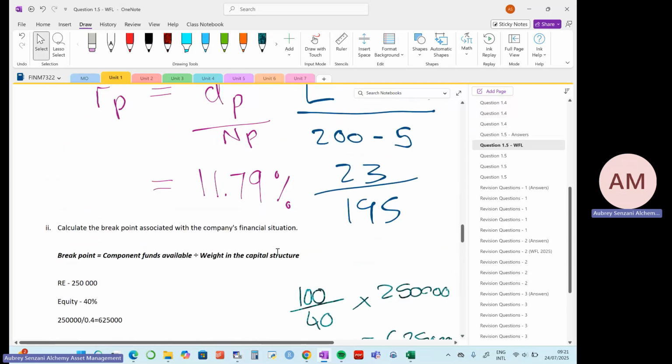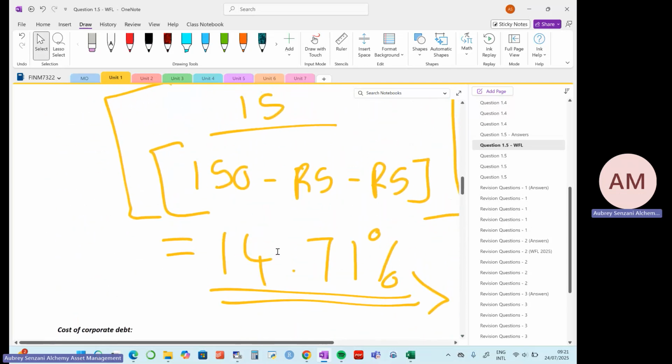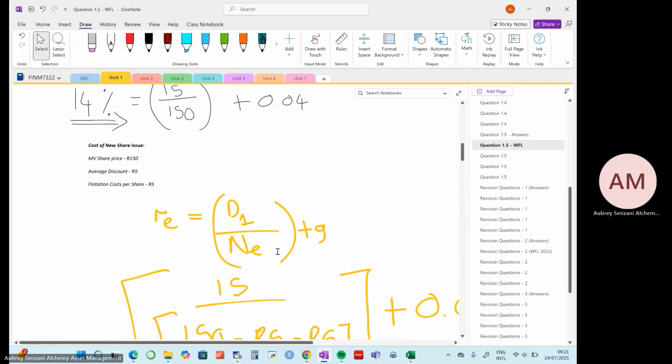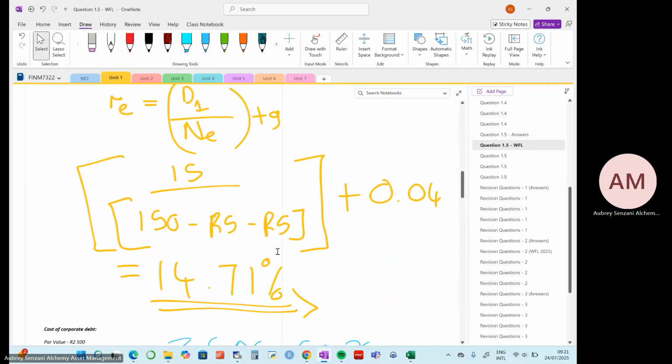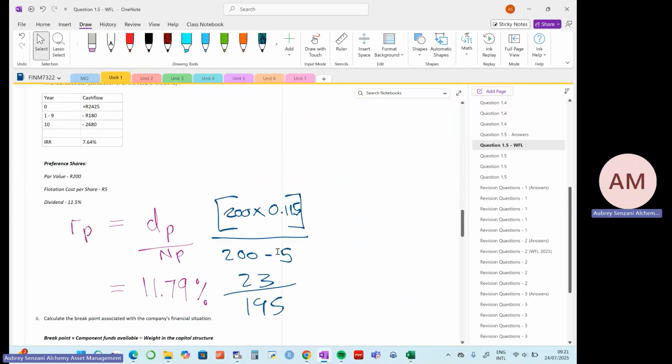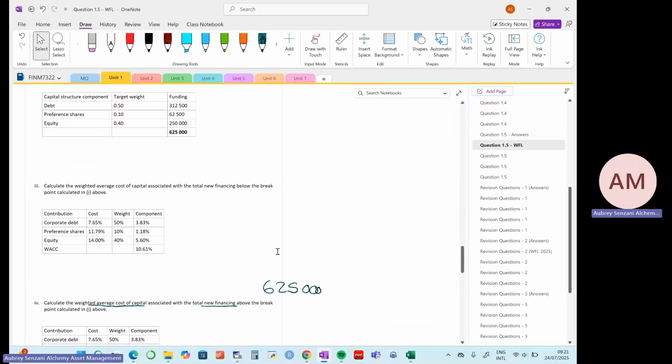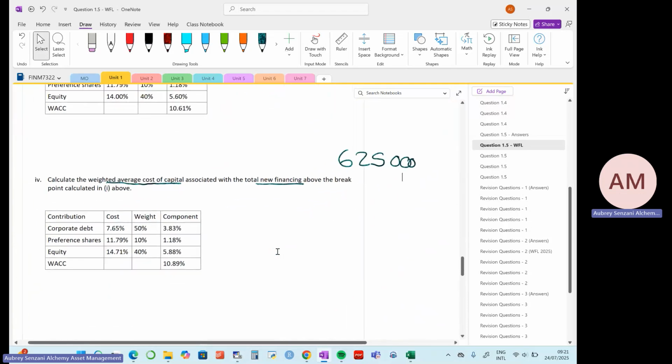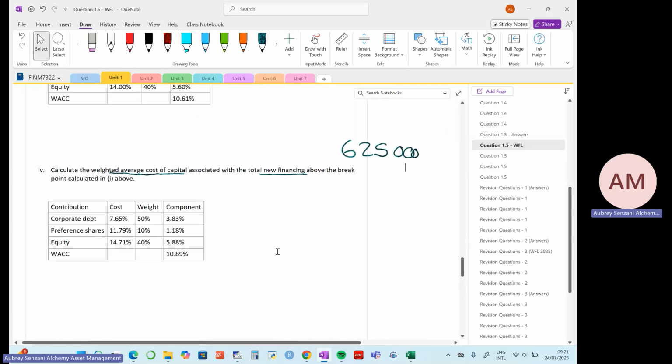So for the issuing of new shares, what was the cost of capital we calculated? Is this 14.71%. You see that? So now when doing our WACC calculation, instead of using that 14%, we would use the 14.71. And for equity, the weighting still remains. It's only the cost that changes. And look at what has happened with our interest rate: from 10.61, it's now increased to 10.89. Can you see how getting additional capital has increased our cost?